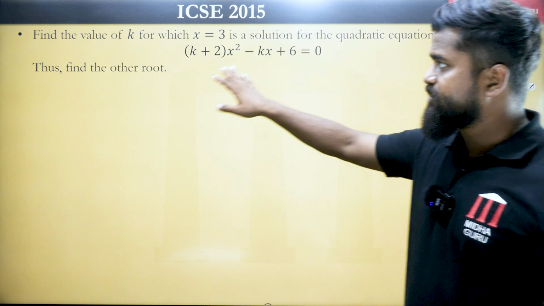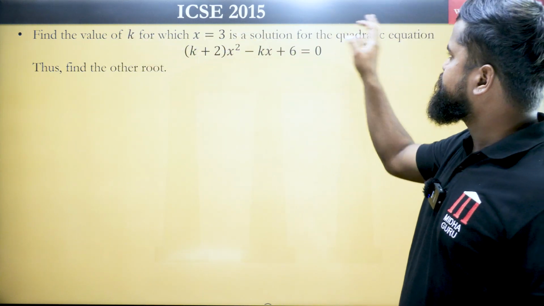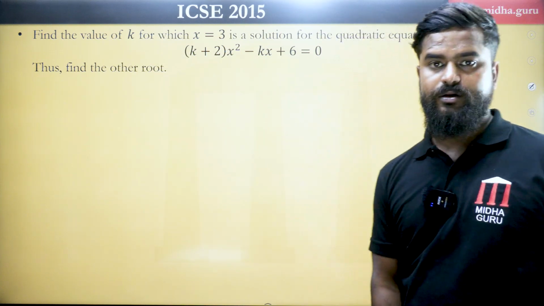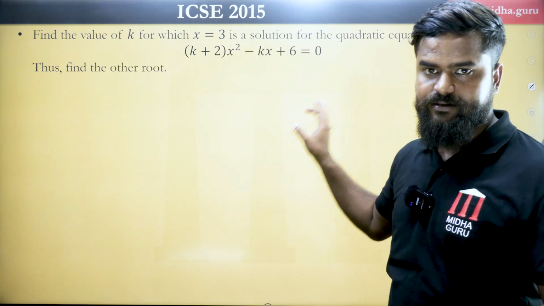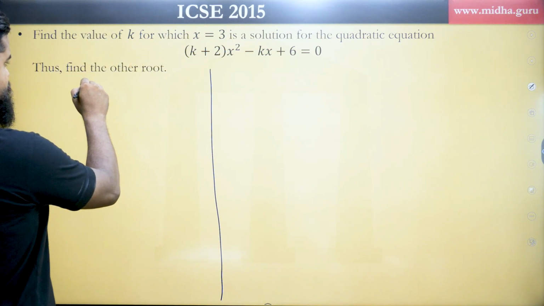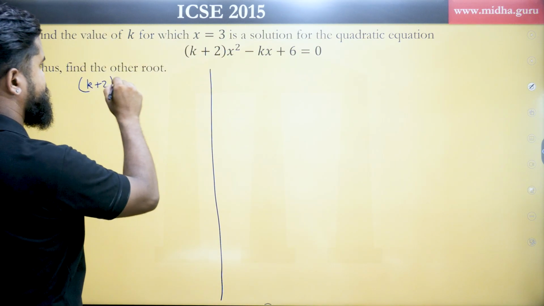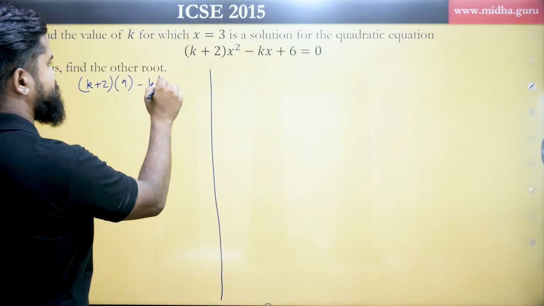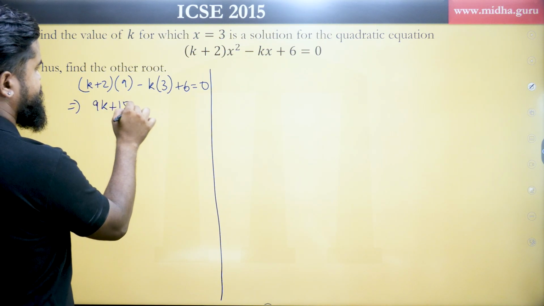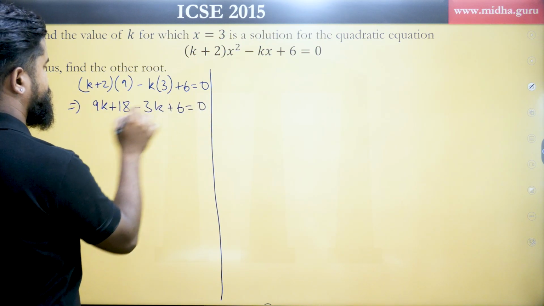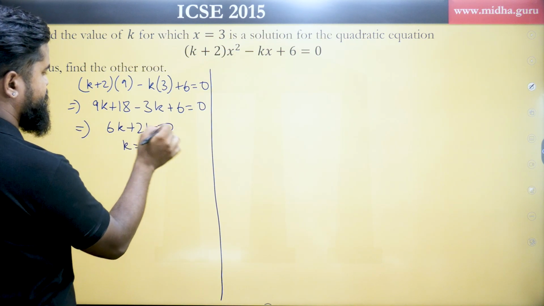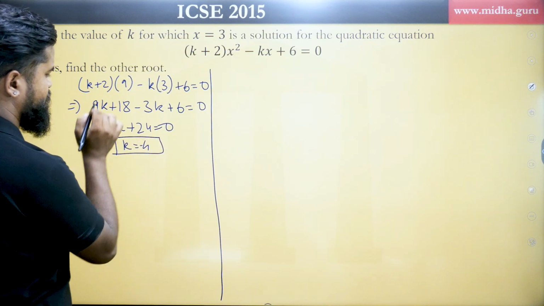Now in 2015, the question was find the value of k for which x is equal to 3 is the solution for the quadratic equation that is given to us. Then we are supposed to find the other root. So first things first, we will substitute the value 3 into this equation and find the value of k. So we have k plus 2 into x squared, x being 3, we get 9 minus k into 3 plus 6 is equal to 0. So we have 9k plus 18 minus 3k plus 6 is equal to 0, which means we have 6k plus 24 is equal to 0. K will be equal to minus 24 by 6, which is equal to minus 4.